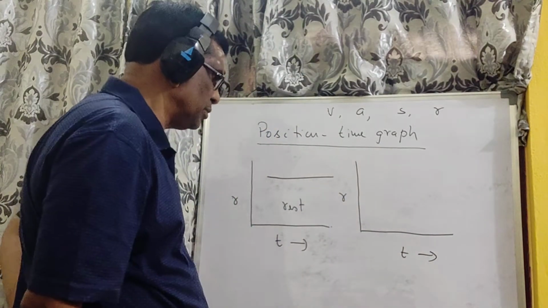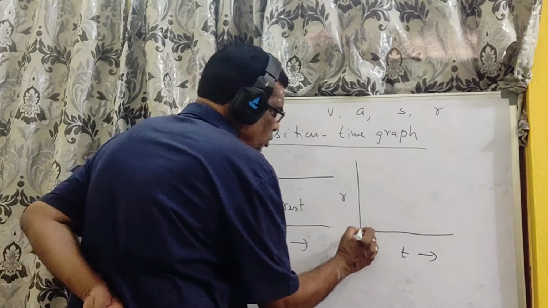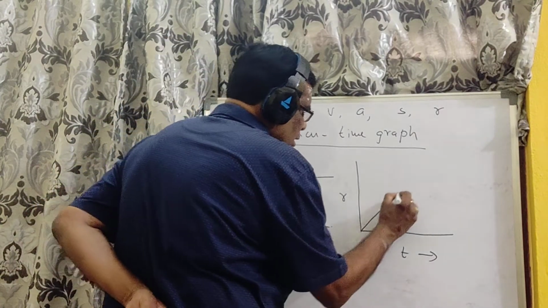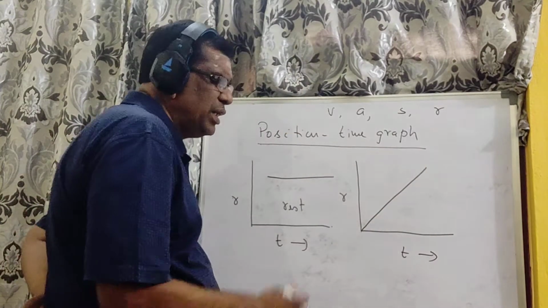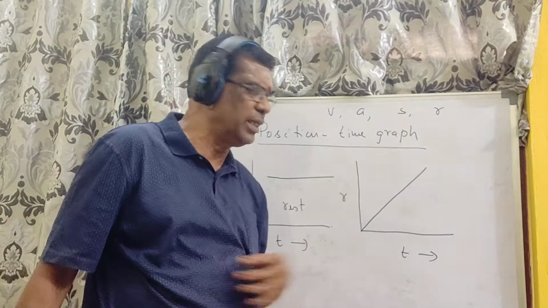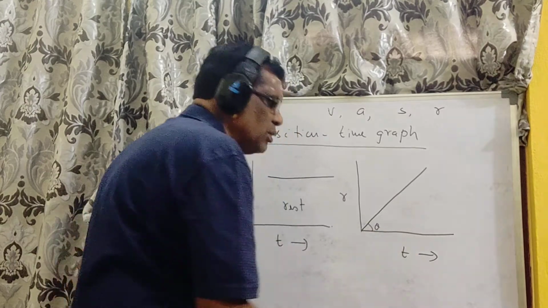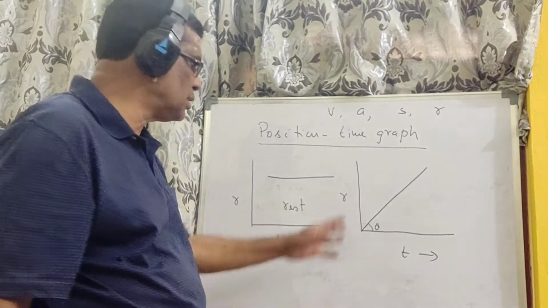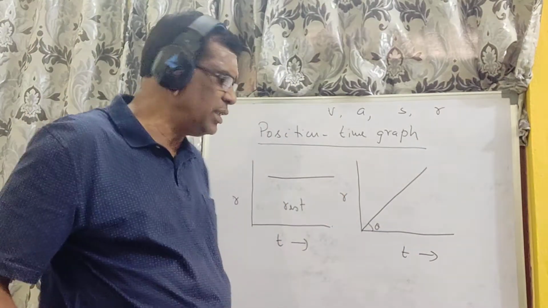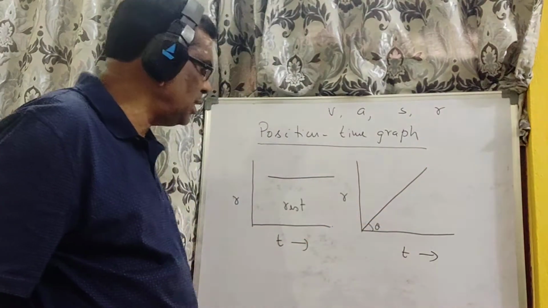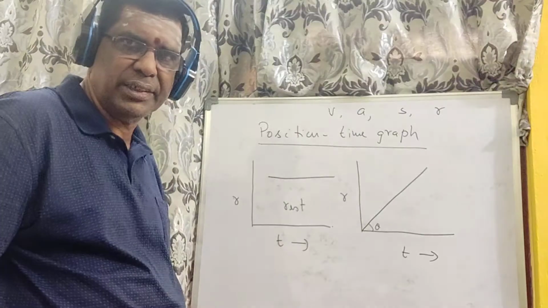Look at this case now. Very simple case I am giving. It's a straight line making a certain angle with the x-axis. The x-axis is your time axis here. The y-axis, the ordinate, is your position, right? So now you have got an angle theta. This is how it is increasing.